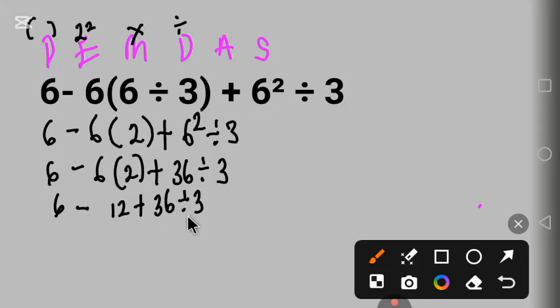Next must be division. 6 minus 12 plus 36 divided by 3 is 12.